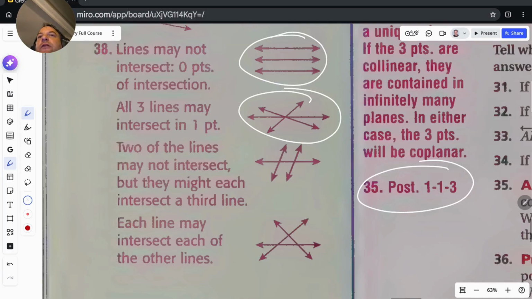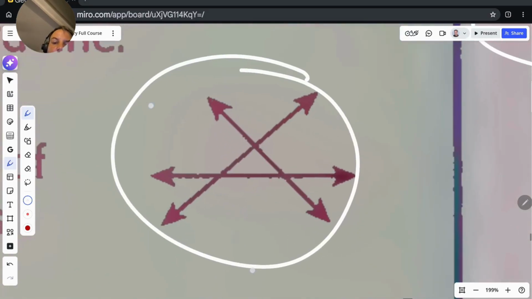2 intersections if 2 of the lines are parallel and a 3rd line crosses both of them. There are 2 intersection points as such. And then 3 intersections if every pair of lines crosses at a different spot, like the 3 extended sides of a triangle. There are 3 intersection points. If we zoom in, there's our triangle.